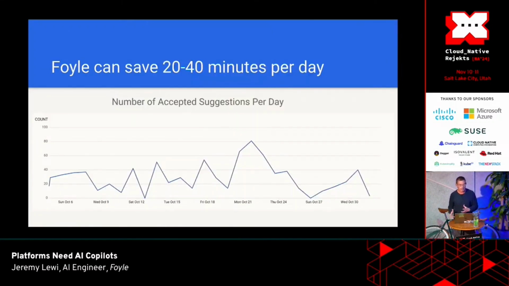It's very early days for Foyle and RunMe, but I find that when I use it, it saves me a fair bit of time. I estimate it saves me about 20 to 40 minutes per day. And this is based on the number of times it makes a suggestion that I end up accepting. At the bottom of the slide, you can see a graph of how many suggestions it makes each day that I accept. And right now, it's about 20 to 40.